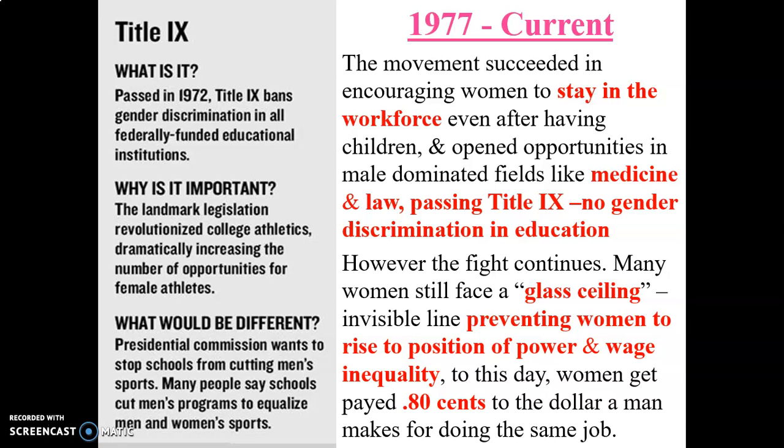However, the fight continues today. Many women still face a glass ceiling, an invisible line preventing women from rising to positions of power, and wage inequality. To this day, just like the 1960s, women still get paid less than men, 80 cents to the dollar. 80 cents to a dollar of what a man makes for doing the same job. That still happens today.